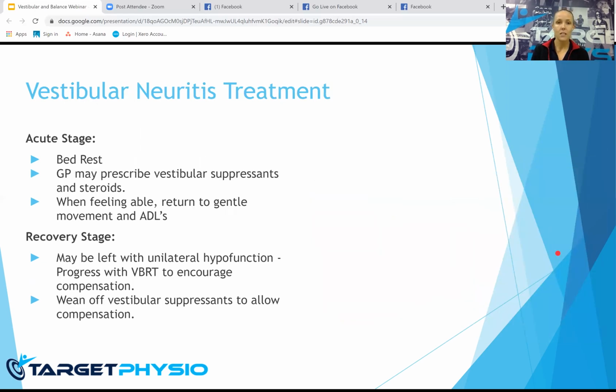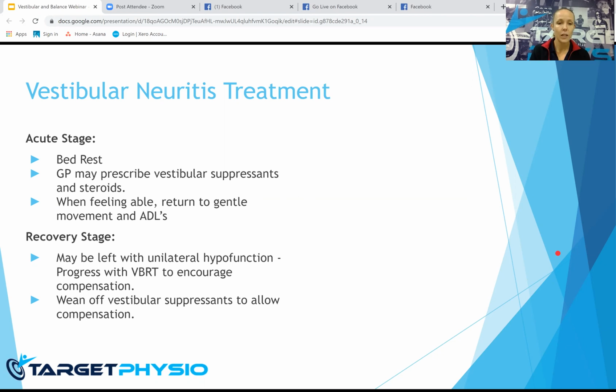So treatment for vestibular neuritis in the acute stage is bed rest. Your GP, or if you've been to the emergency department, may prescribe vestibular suppressants and steroids to take some inflammation away. When feeling able in this stage, we like to return to gentle movement and activities of daily living as you're able. During the recovery stage is when I'd probably see you.